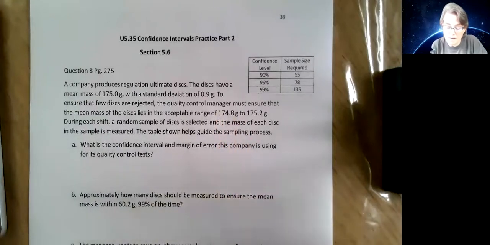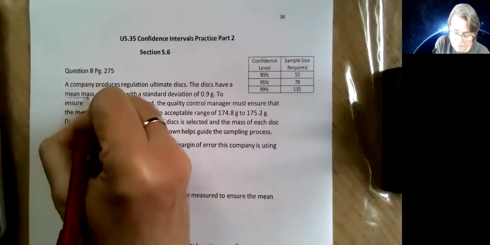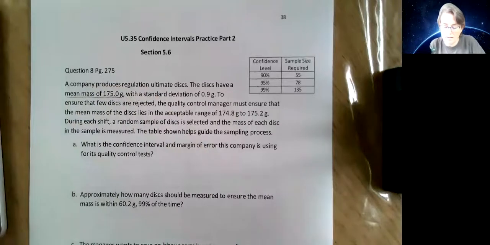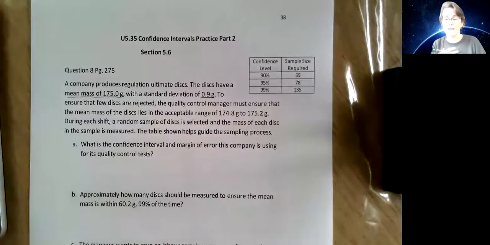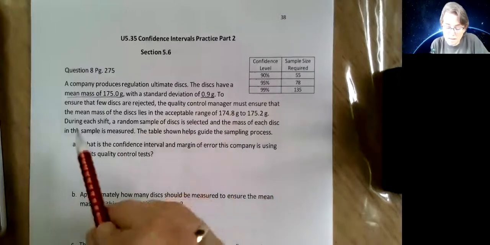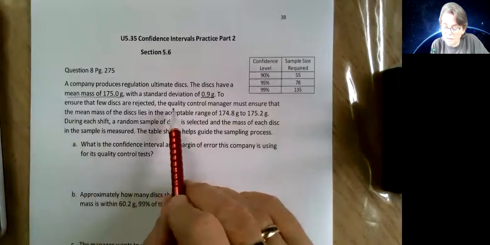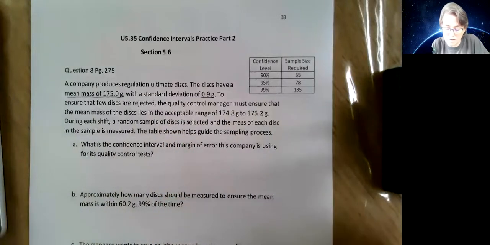The discs have a mean mass, okay, so this might be important, of 175 grams with a standard deviation of 0.9. Just so you know, in my soul right now, I'm like, I need to draw a curve, but we'll see. Maybe we can get away without doing that. To ensure that few discs are rejected, the quality control manager must ensure the mean mass of the discs lies within the acceptable range of 174.8 to 175.2 grams.